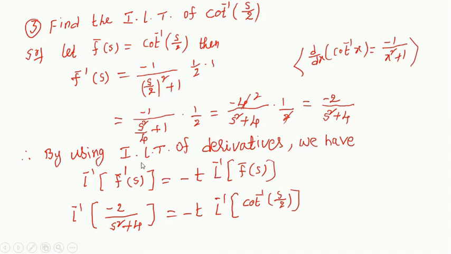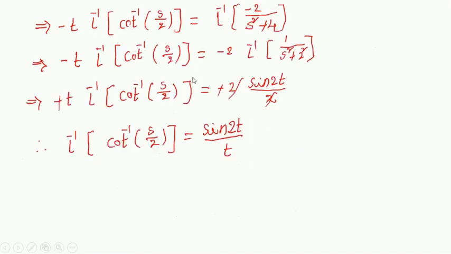So therefore, by using the inverse Laplace transform of derivatives, we have L inverse of f dash of s is equal to minus t into L inverse of f bar of s. Now substitute the f bar of s and f dash of s values. What is the f dash of s value here? Minus 2 by s square plus 4 equals minus t into L inverse of f bar of s. f bar of s means the given function, what is that? Cot inverse of s by 2. Now I can write a is equal to b as b is equal to a. So minus t into L inverse of cot inverse of s by 2 is equal to L inverse of minus 2 by s square plus 4. So this is equal to, what is here?